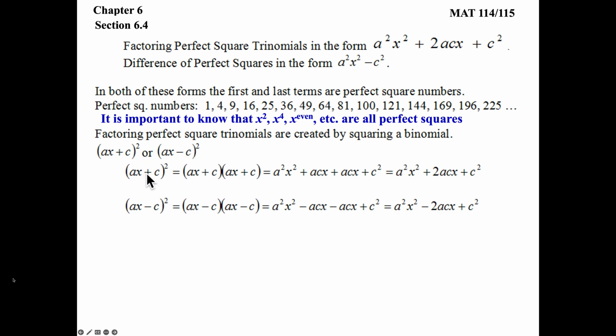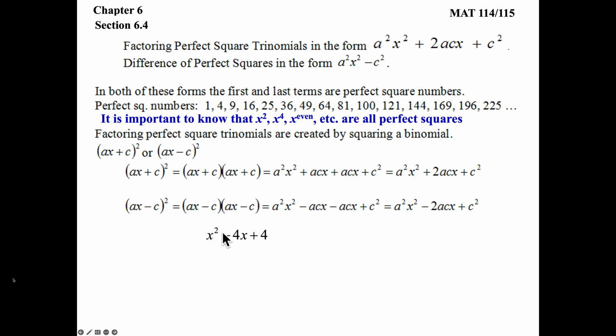If I have a plus c, it's a binomial being squared with a plus. You write it out twice. You FOIL it all out. These two terms are exactly the same. So that's why we have 2 times acx. If I have ax minus c, that's squared, which is what my answer is going to look like. You write it out twice. You FOIL it out. These two middle terms are exactly the same. So that's why you have a minus 2. We just multiply one of them by 2.